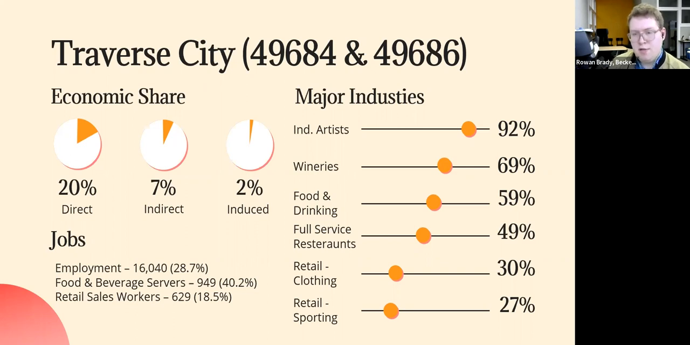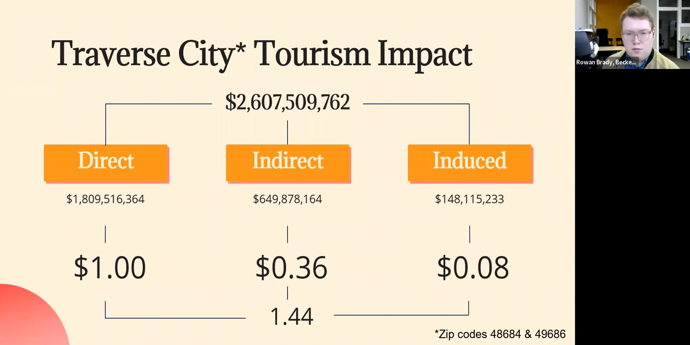When looking at what industries are most reliant on tourism, independent artists, writers, and performers are almost completely dependent at 92%. Wineries, I'm sure surprising no one, are roughly 70% dependent on tourism. Food and drinking places and full service restaurants are at 59% and 49% respectively. So if the tourism industry completely disappeared in Traverse City overnight, about half of the restaurants would close. Retail, both clothing and sporting goods, have lower reliance on tourism, but are still over a quarter reliant on the tourism industry.